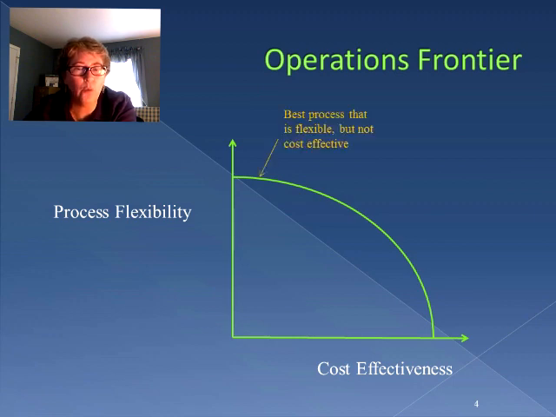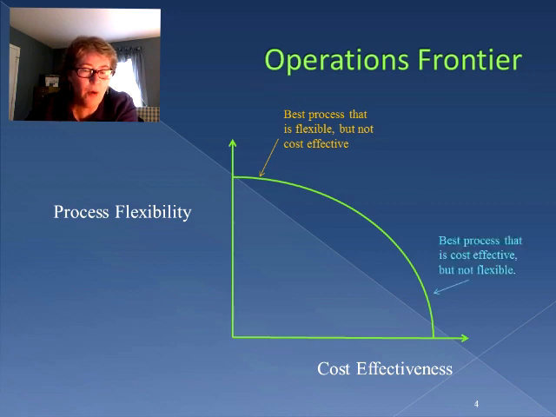So here we are, right at the top. We are the best process possible that's flexible but not cost effective. Down at the bottom, if we're on that part of the curve, we're the best process that is cost effective but not flexible. Everywhere along that curve, we're showing the best possible process with those particular trade-offs.